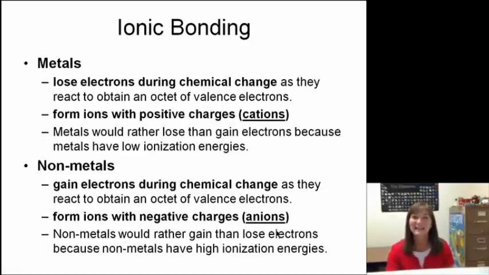Nonmetals would rather gain electrons than lose them because they have a high ionization energy. Okay? It takes a lot of energy to steal an electron away from a nonmetal. So they don't tend to form cations. They tend to form anions, where they gain electrons.